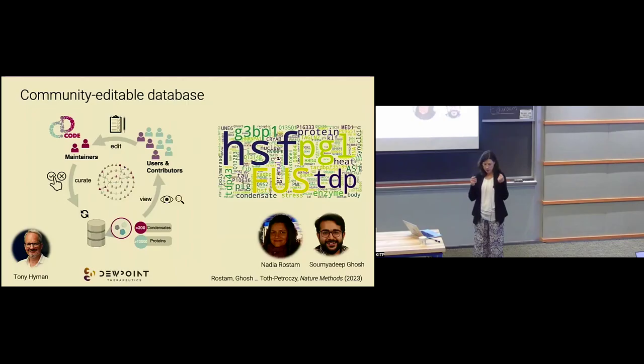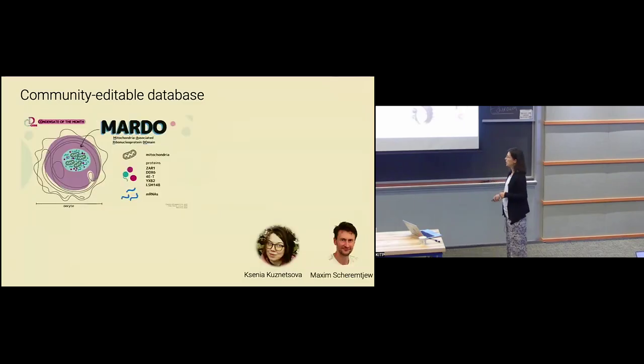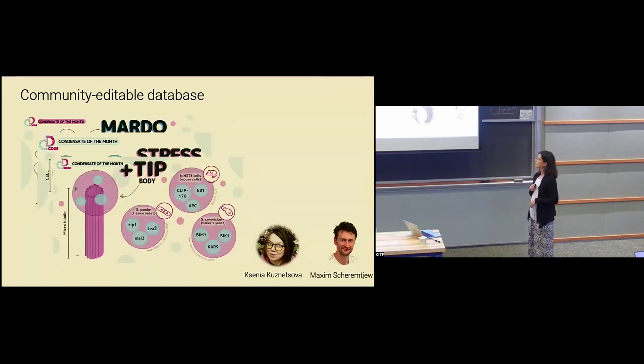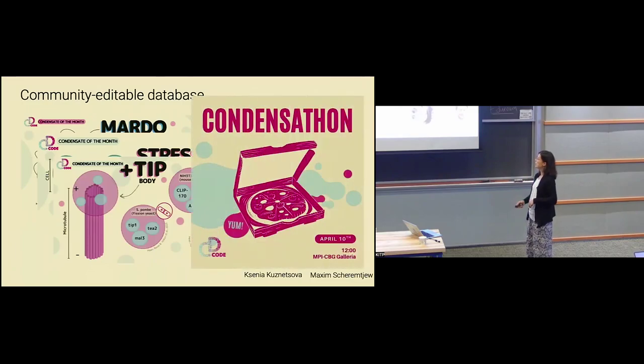But we're also trying to stimulate the community to actually use it and add information, because if you add your own paper, you know best what you have done and what information should be shared. So we're trying to be active on social media. We have the condensate of the month, and we also have condensathons, as we call them, where we provide free pizza to the students, and then for one to two hours they curate the database for us. We have a list of papers to go through, and that seems to work quite nicely.